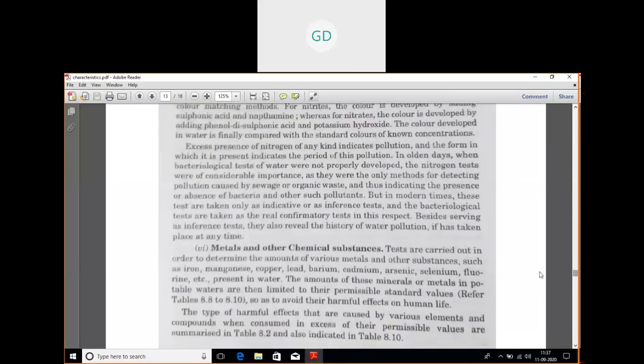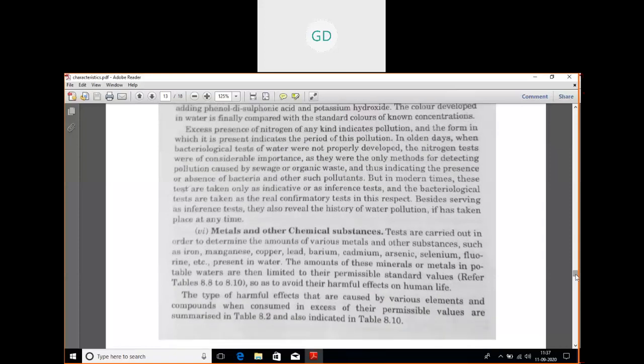Next are metals and other chemical substances. In water, some chemical substances or metal ions are also present. Let's see the names of those metals: iron, manganese, copper, lead, barium, cadmium, arsenic, selenium, fluorine, etc. All these metals are present in water.